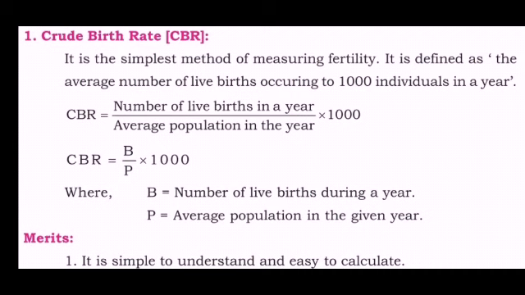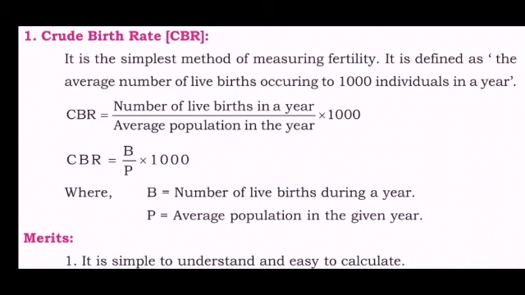If the population is 1 lakh and any number of live births took place, then we use the following formula, which is derived from the definition itself, that is, CBR is equal to number of live births in a year divided by average population in the year into 1000. So here, live births we already discussed, we ignore stillbirths and we count the live births. Then average population in the year.